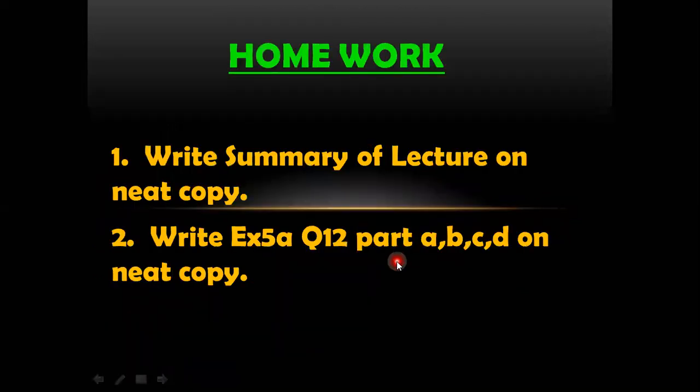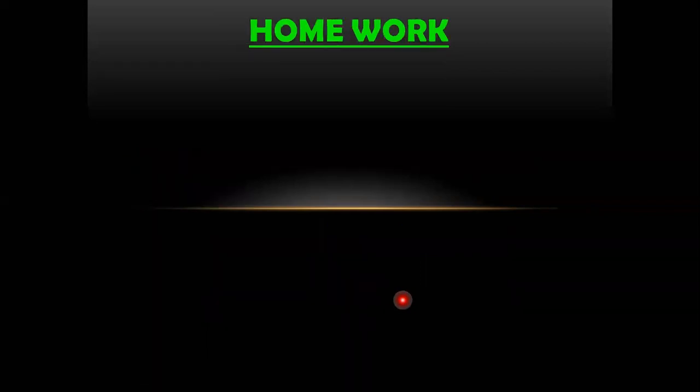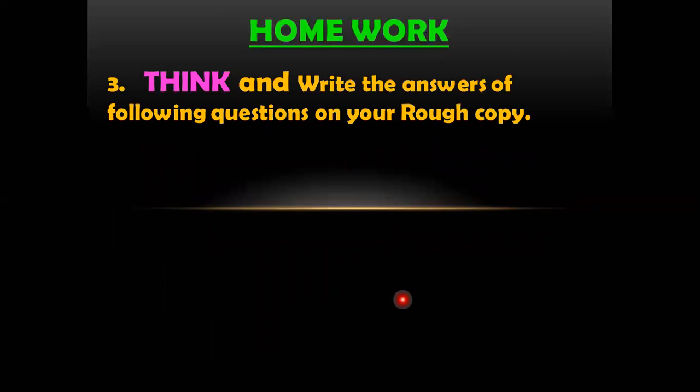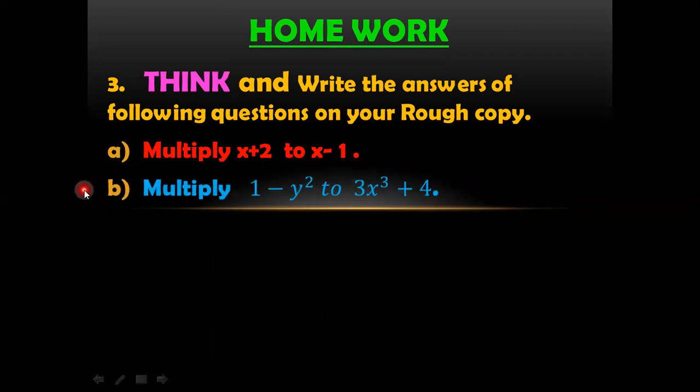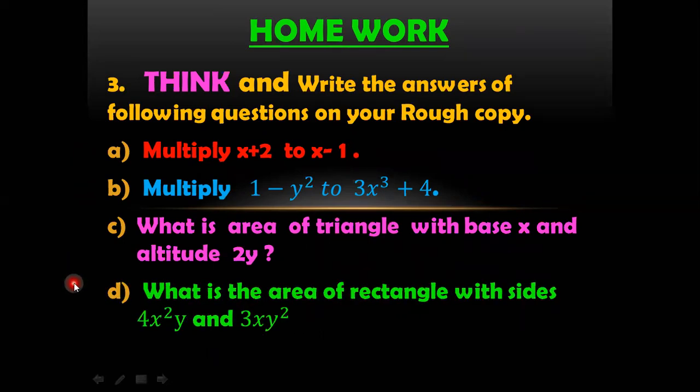Now note down your homework. You have to write the summary of the whole lecture, which you have seen, summary of the lecture on your neat copy. Then you have to write all the parts of question number 12 on your neat copy, and on your rough copy you have to think and write the answers of these questions. Multiply x plus 2 to x minus 1. Multiply 1 minus y squared to 3x cubed plus 4. Then what is the area of the triangle with base x and altitude 2y? And what is the area of the rectangle with sides 4x square and 3xy square?